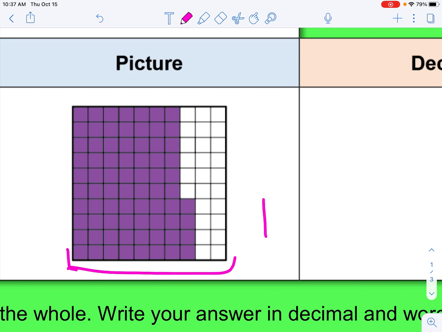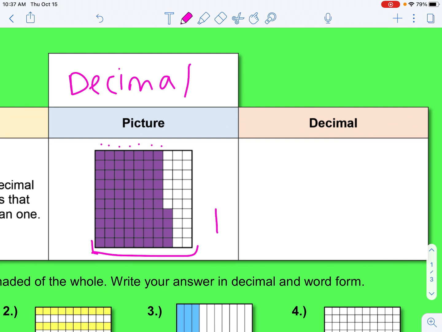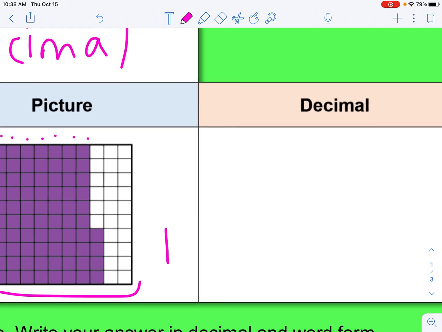So when I look at this, I count my tens first. I see I have 1, 2, 3, 4, 5, 6, 7 full tens. So those are called tenths. So we write that here in our decimal. So we'd have a 0 point, because this isn't totally full, and I had 7 tenths. And now we count how many ones we have. We have 1, 2, 3, 4. So our decimal is 74 hundredths.